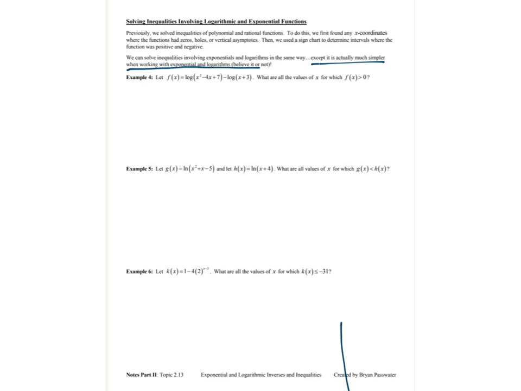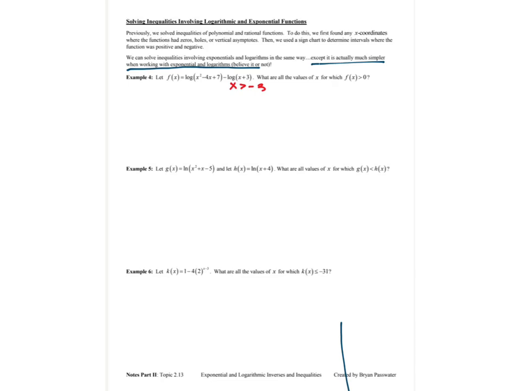Okay, so the first thing we have to do is decide on a domain of this function. We know that our arguments must be greater than 0, right? We can't take the log of a negative number. So on the second equation, that's pretty clear. X must be greater than negative 3. You with me? But on the first equation, this is a quadratic.